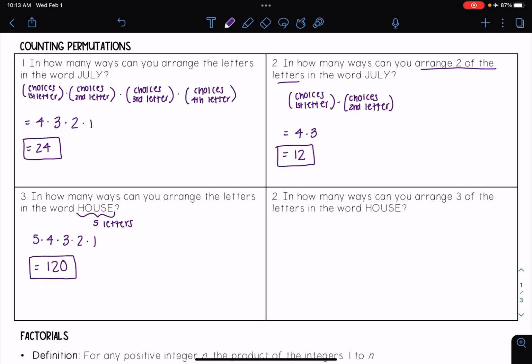And then this last one says, in how many ways can you arrange 3 of the letters? So now instead of using all the letters, I just want to use 3 of them. And so I have 5 choices for my first letter, 4 choices for my second letter, and 3 choices for my third letter. And that is equal to 60.